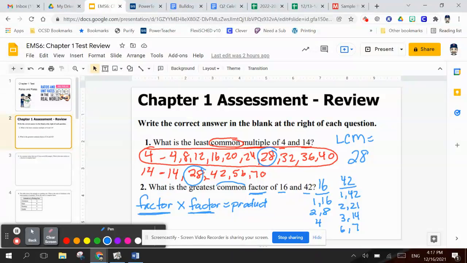So now we're going to go back through and circle all the ones that are common. Which ones are here under 16 that are also over here under 42? So we have 1, we have 2, we do not have 4, we do not have an 8, and we do not have 16. So what is the greatest common factor? What's the largest number that we circled? Of 1 and 2, 2 is the largest number.